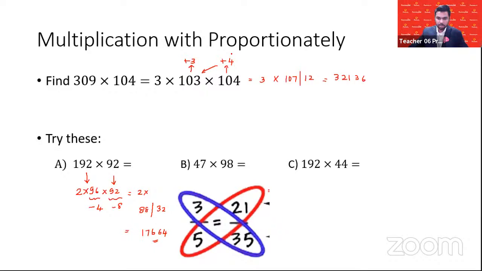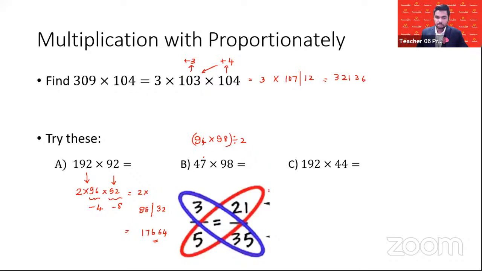So what is the rule that has to be applied for the second one? There is 47 and 98. So instead of splitting 98 or 47, what we'll do is we'll double 47, because double of 47 is 94. And we'll multiply that with 98 and we'll divide the entire answer by 2. So this is the procedure that we are going to apply.